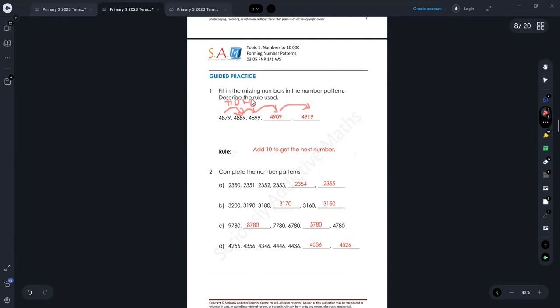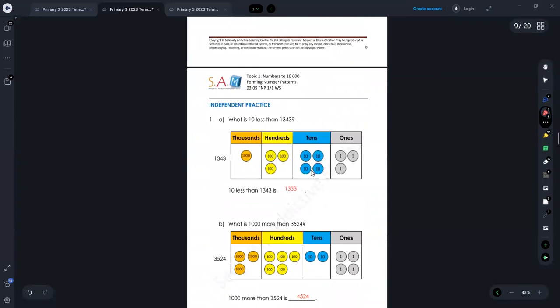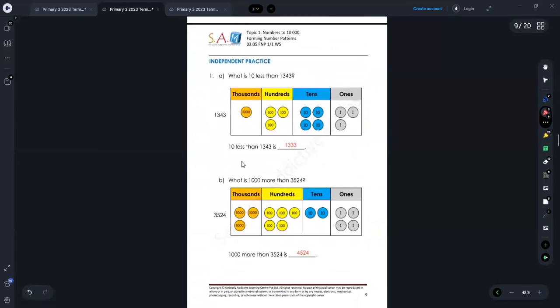So this is all a good habit. Okay, and then they will be able to get the answer, right? So just do the first one with them, and then the rest they can do on their own. Okay. So independent practice, 10 less than this, I think is quite easy.